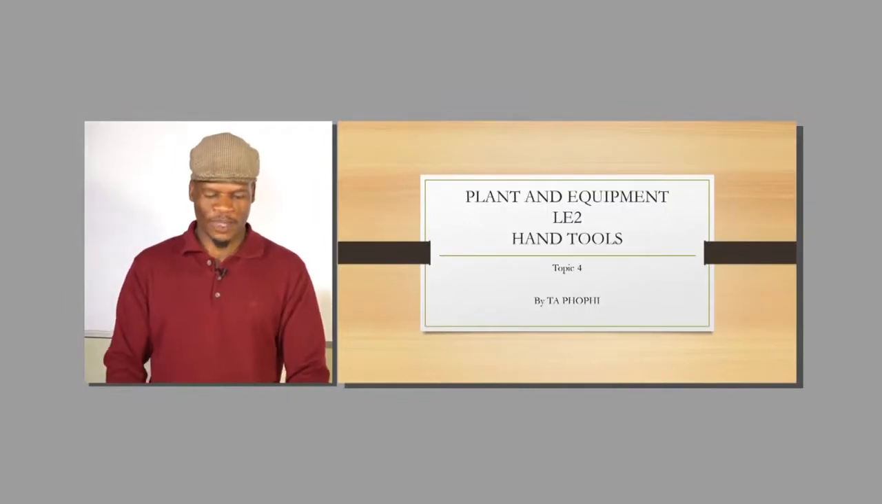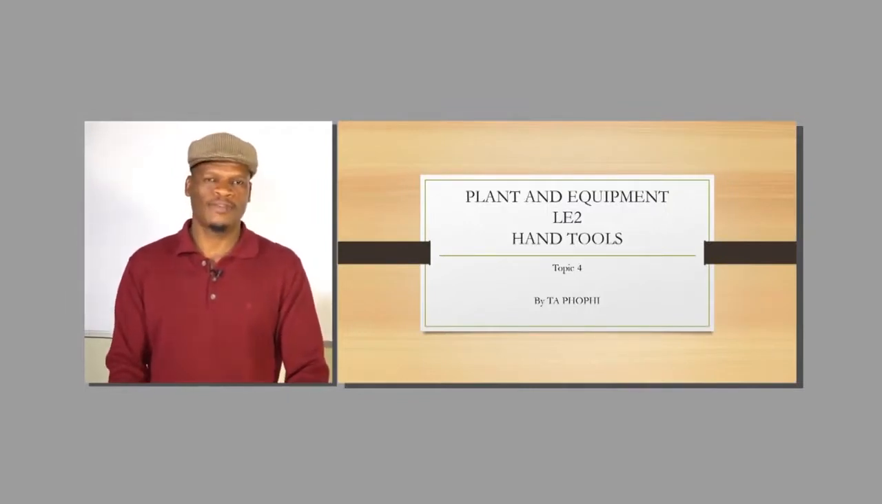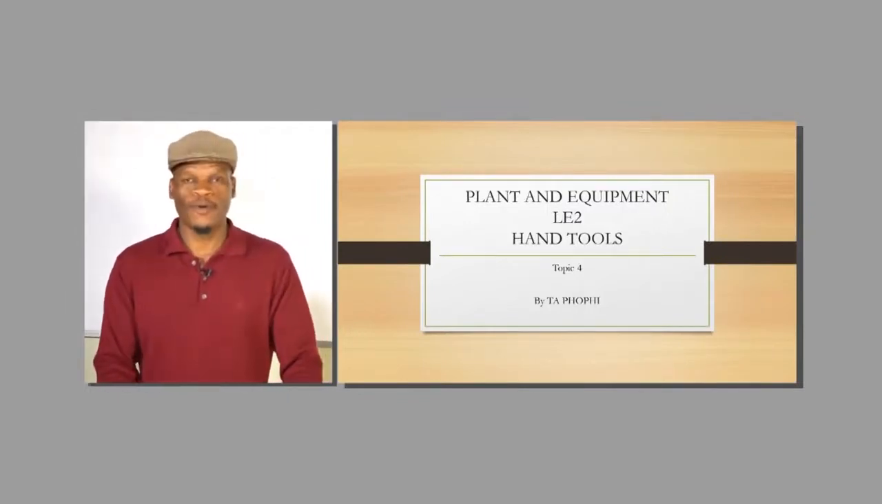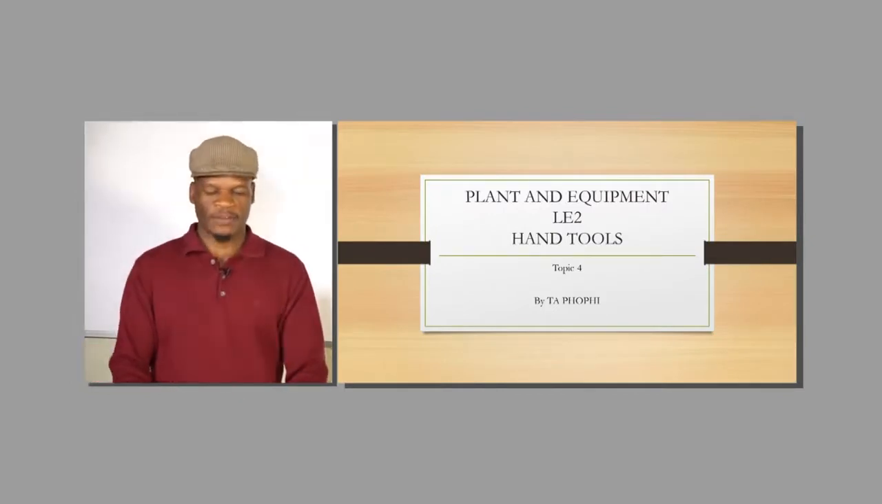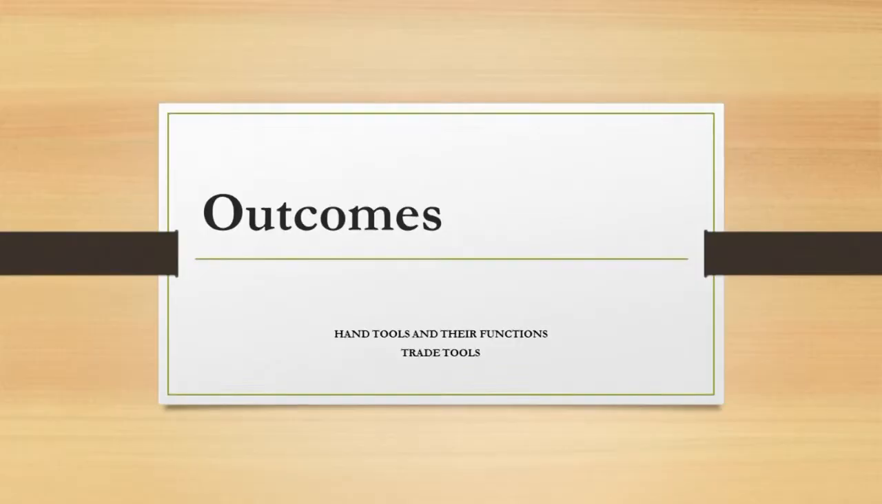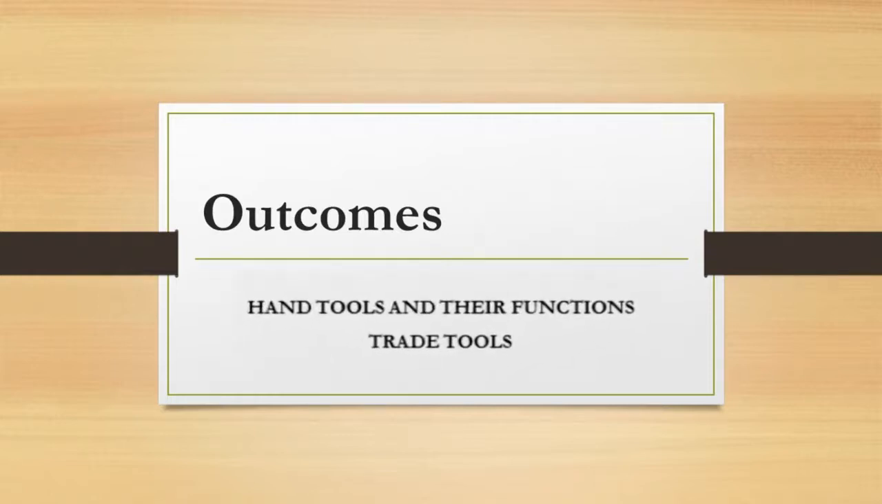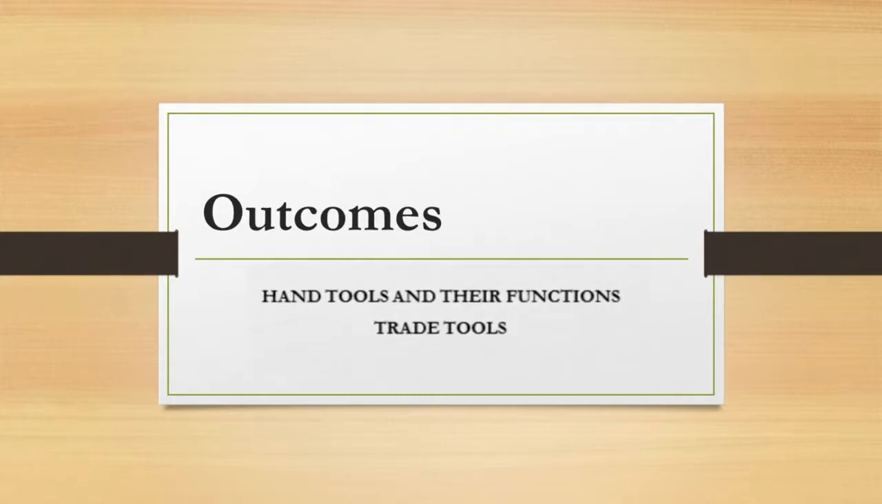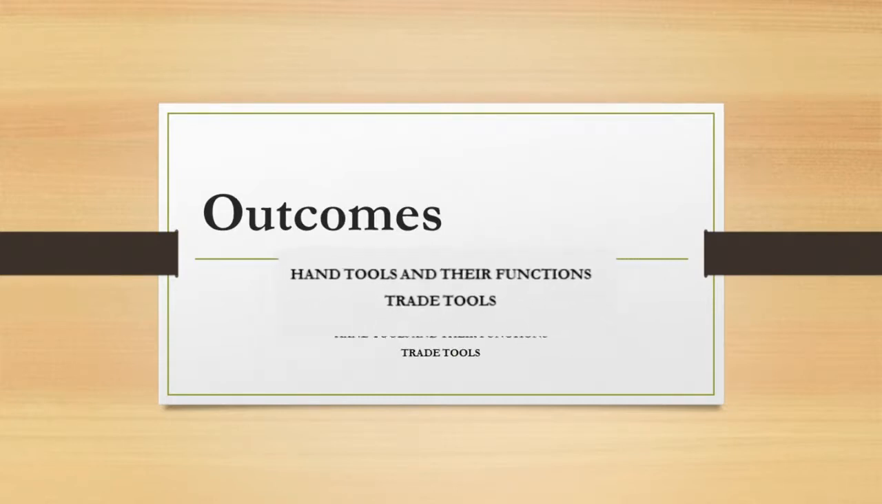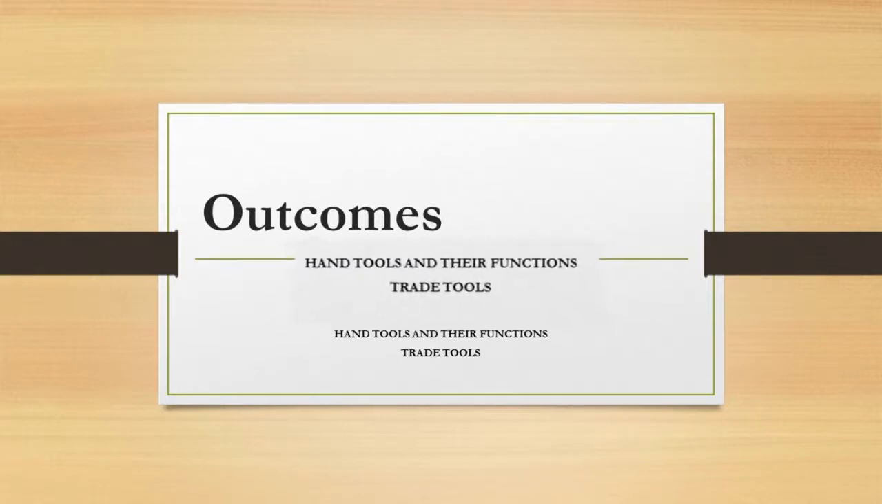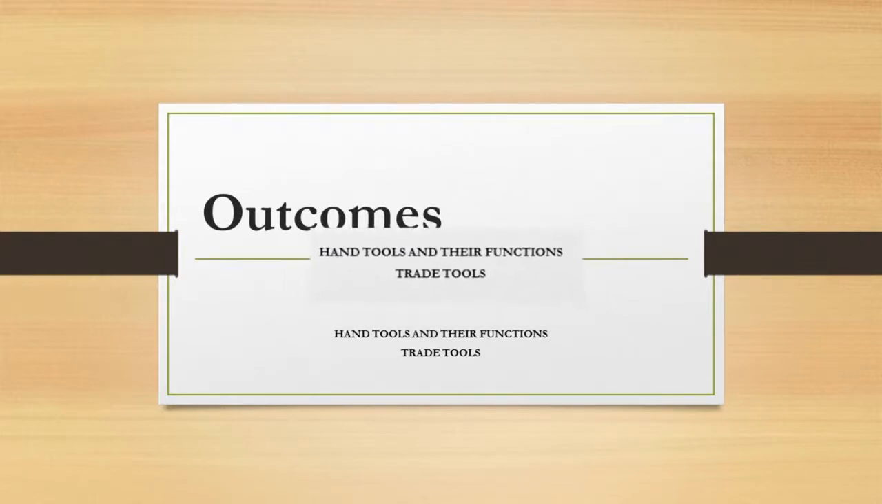Today we are going to look at plant and equipment level 2, topic number 4, which is the hand tools. The outcomes that we're going to cover, it's only 2 outcomes. You must be able to know how to use the hand tools, and you must also know their function and be able to identify them. And lastly, you must be able to cluster them according to the trade that they belong to.